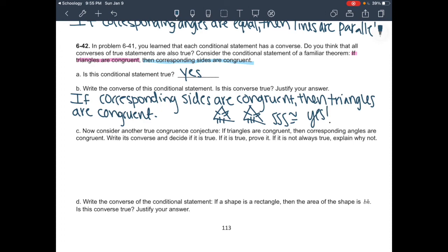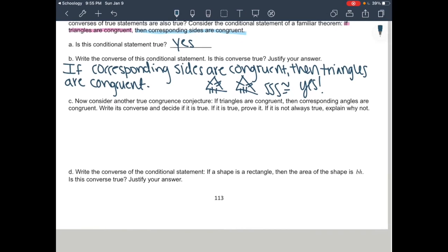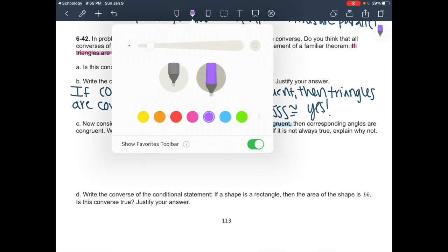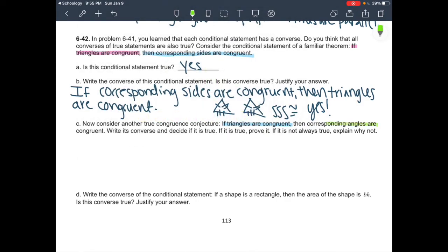We kind of looked at this differently than we looked at the first sentence because it's a different situation. So just keep that in mind as we move forward through these questions today. The next part says, now consider another true congruence conjecture. If triangles are congruent, then corresponding angles are congruent. So I'm going to highlight if triangles are congruent. Here we'll use green. Then corresponding angles are congruent. So write its converse and decide if it's true.